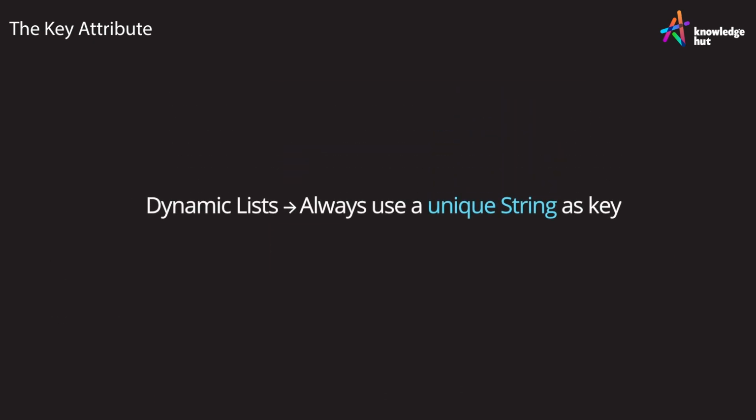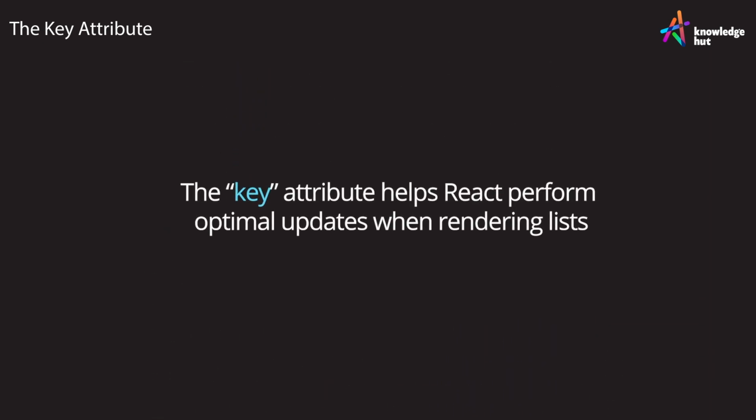But when rendering dynamic lists that would be modified over time, you must implement unique string keys when rendering lists. While React's reconciliation algorithm is smart and optimized, it does need our help to work correctly. The key attribute helps React perform optimal updates when rendering lists.